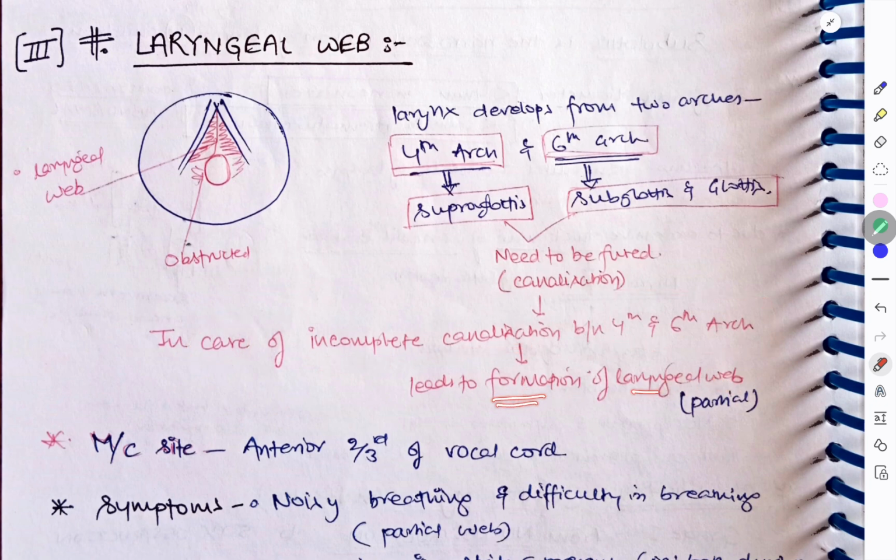This forms a laryngeal web, that is a partial laryngeal web due to incomplete canalization between the fourth arch and sixth arch. So there will be web formation mainly, if suppose this is the anterior part and this is the posterior part, it is mainly in the anterior 1/3, so there will be fusion or web formation in the anterior 2/3 of the vocal cord.